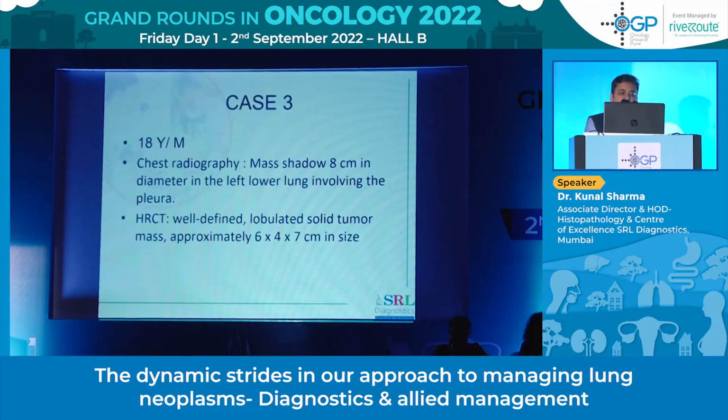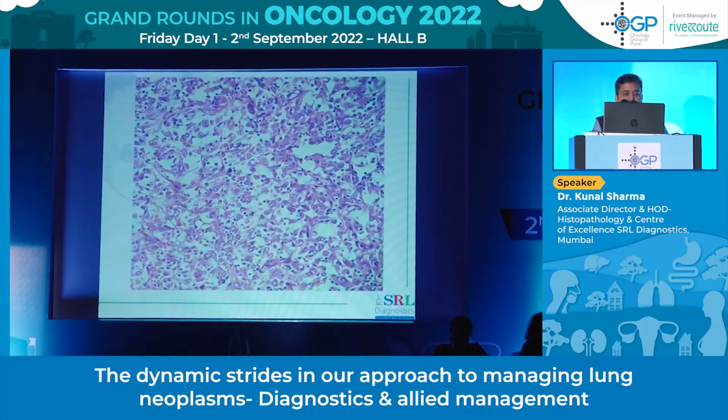Case number 3 was an 18-year-old male patient. On chest radiography, there was a mass shadow 8 centimeters in diameter in the left lower lung involving the pleura. HRCT showed a well-defined lobulated solid tumor mass, about 6 by 4 by 7 centimeters in size. This is how the morphology was. Extremely poorly differentiated, vague cell type, prominent nucleoli, vesicular nuclei.